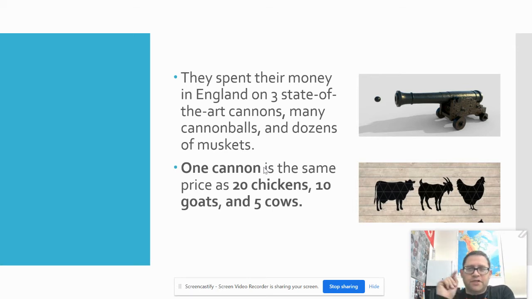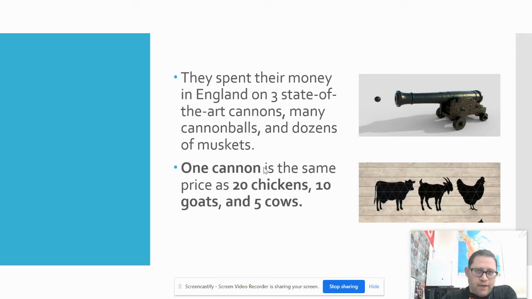Now, here's how smart or how stupid that is. They bought 3 of these cannons. Cannons are not cheap. One cannon is the same as 20 chickens, 10 goats, and 5 cows. And probably if they weren't just rich guys thinking they're going to go over there and just do fine without farming or whatever, then maybe they would have made some different choices.